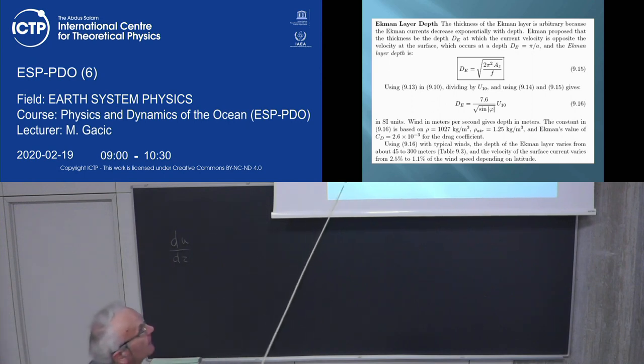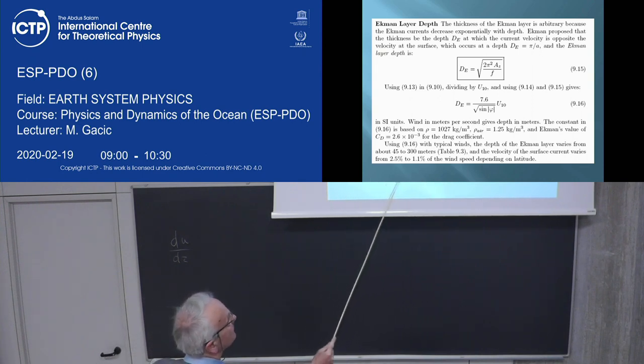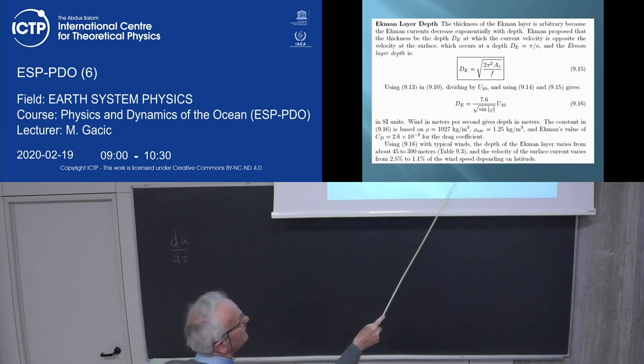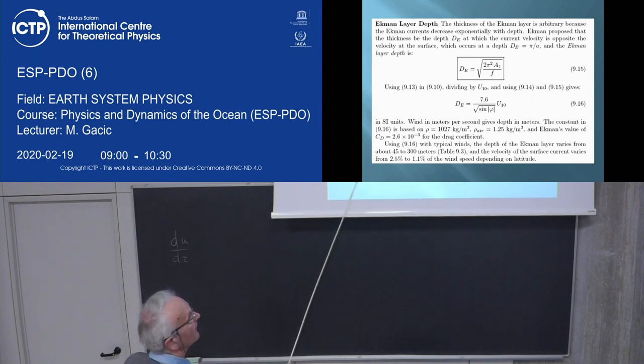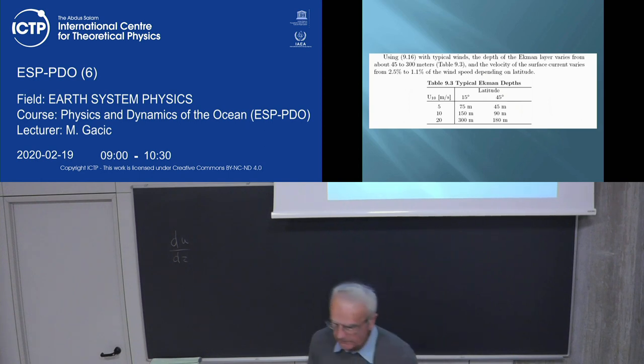Okay, and this is the wind in meters per second, which gives the depth in meters, and this constant here is based on this assumption here, where we assume that this CD is the drag coefficient to obtain the wind stress. So that's the equation, and when used with typical winds, we obtain these values of the Ekman layer depth, what I have shown you before, which goes between 45 and 300 meters, as a function of which latitude we are at.